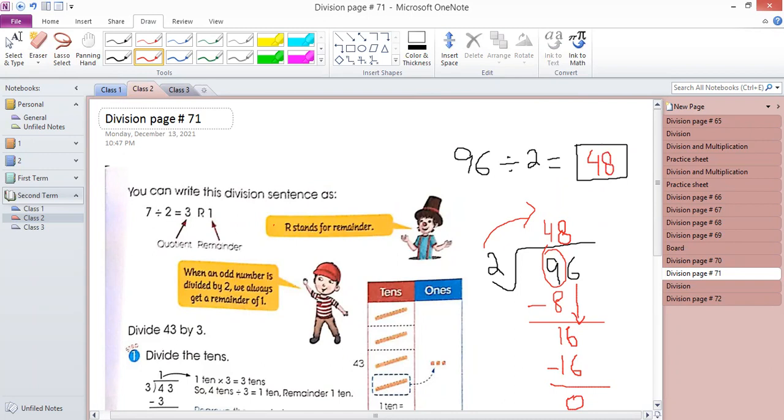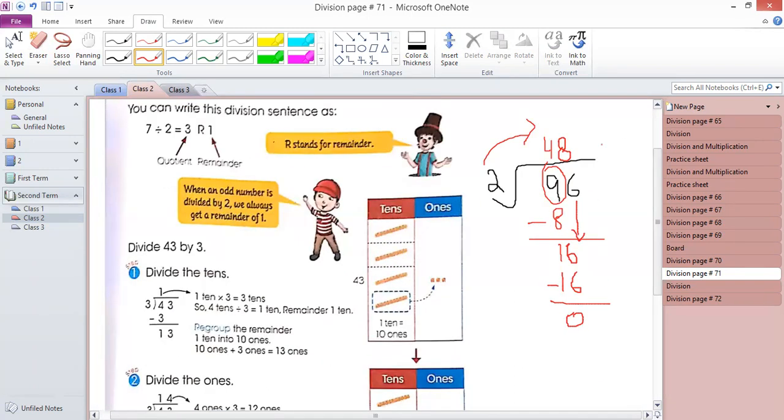That means if you are sharing 96 balls into 2 groups, each group will have 48 balls.